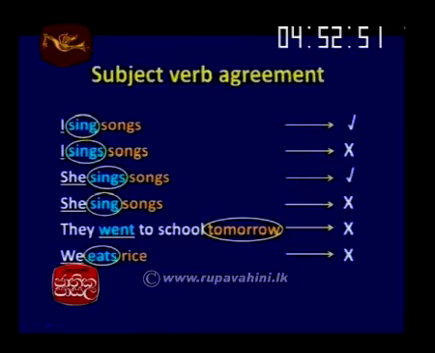The next one, we eats, right? We is plural form, so you have to use eat. We eat rice. We don't add s to the verb there because it is plural. So we say we eat rice, not we eats rice. Yes. So you have to keep these things in mind. We'll elaborate it more in the next slide.